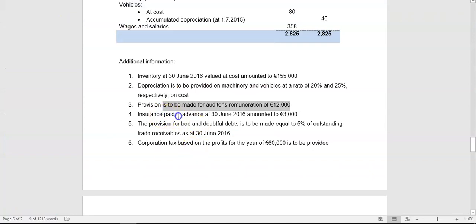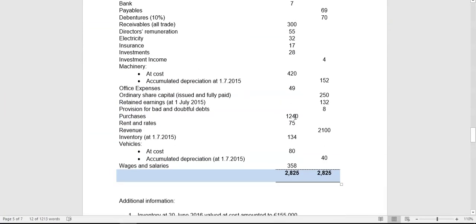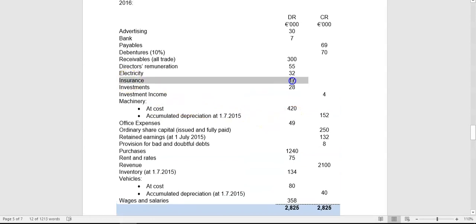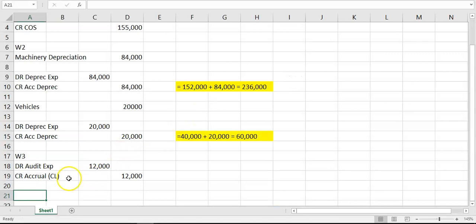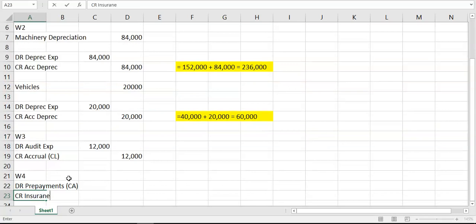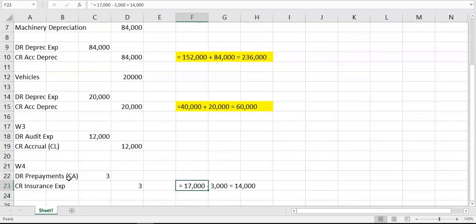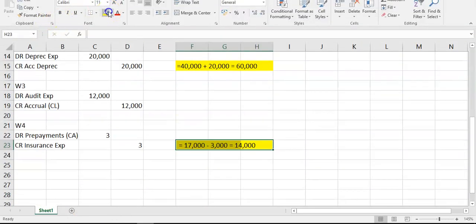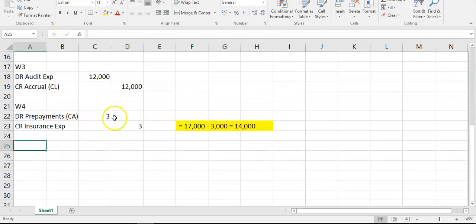You're also told you have a prepayment of 3,000 for insurance. So your insurance bill up here of 17, actually 3 of that is for next year's accounts. What we do with a prepayment, hopefully you've covered in your online quizzes, is debit prepayments, which is a current asset, and credit insurance expense, and that is going to be 3 and 3. So your correct insurance expense now is 17,000 minus 3, so it's actually going to be 14,000. That's something to watch for, that you make sure you remember that adjustment as going in. And we'll slot that in: 17 minus 3, so that should be 3,000.